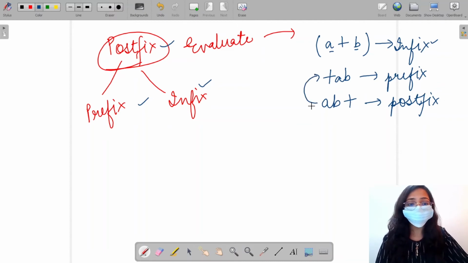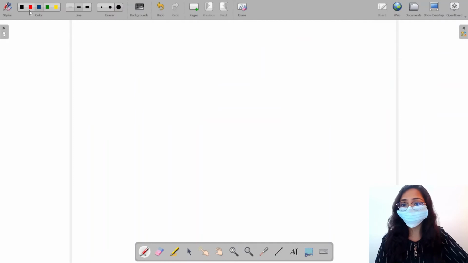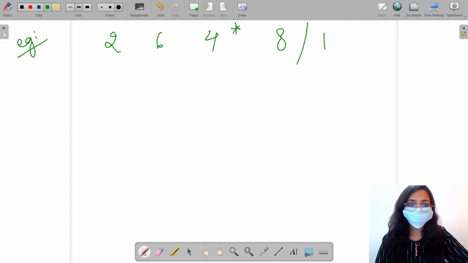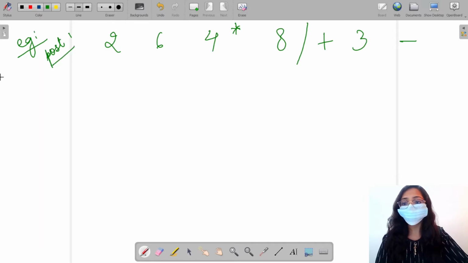We have to convert the postfix expressions into prefix and infix. How are we going to do that? Let us see. Let us take an example of a postfix string which has been given to us. So we'll take 264 8 plus 3 and minus. So this is the postfix string which has been given to us. We have to convert it to infix, prefix, and we have to evaluate it. Now how are we going to do that?